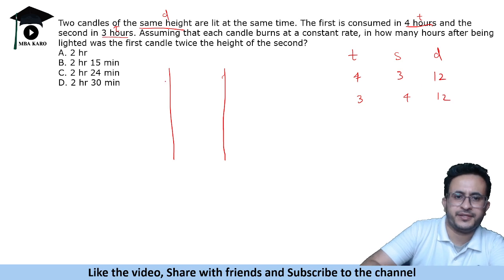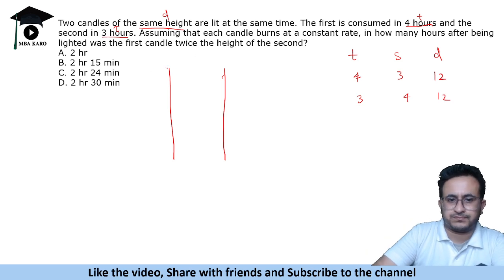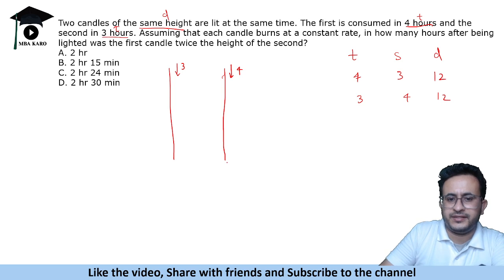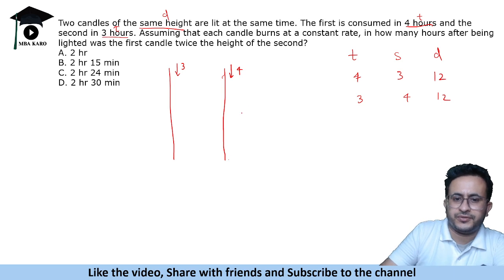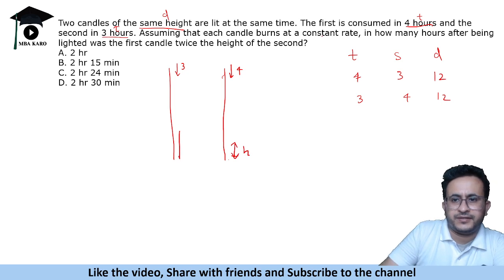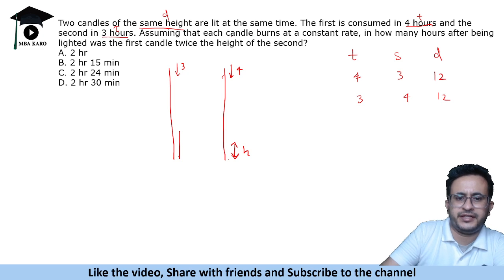So their height is the same. Now, one is burning at the rate of 3, the other at the rate of 4. So what will happen is this one will burn first. At some time it will have height h, and the first is consumed in 4 hours, so speed is 3, and each candle burns at a constant rate. How many hours after being lighted was the first candle twice the height? So this height is 2h.